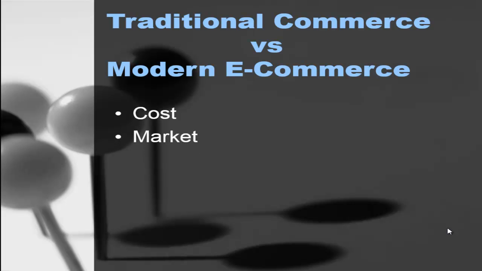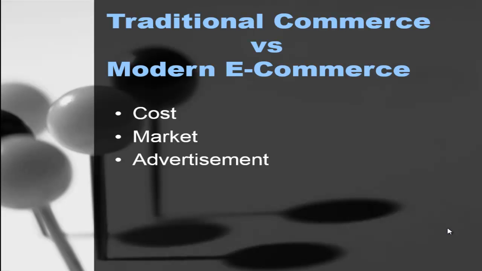And the second difference is market. In traditional commerce, product market is limited because of geographical constraints, while in e-commerce, product market is across the world because of non-physical aspects.